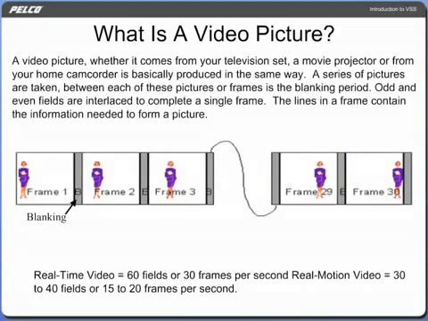A video picture, whether it comes from your television set, a movie projector, or from your home camcorder, is basically produced in the same way. A series of pictures are taken. Between each of these pictures or frames is the blanking period. Odd and even fields are interlaced to complete a single frame. The lines in a frame contain the information needed to form a picture. This new picture will occur at a time that is slightly advanced from the previously viewed picture.